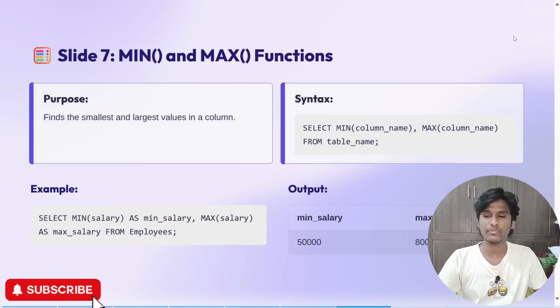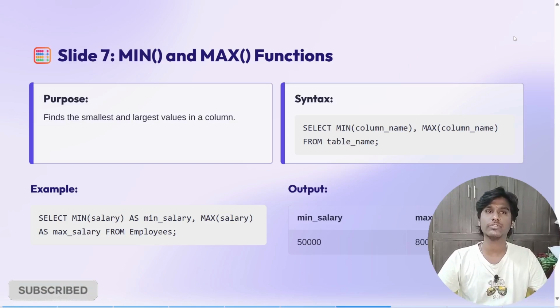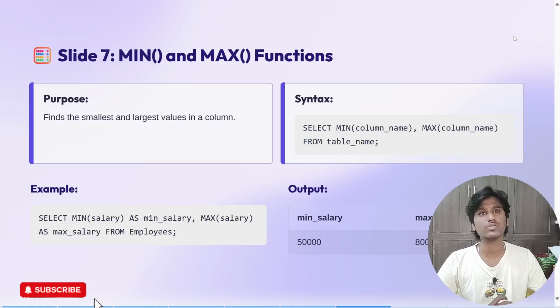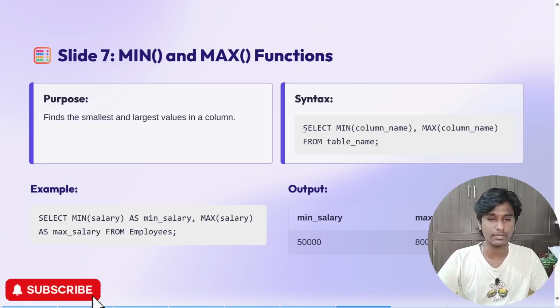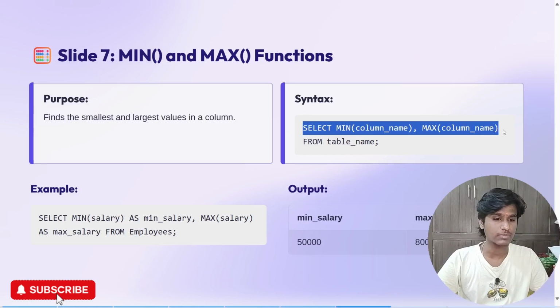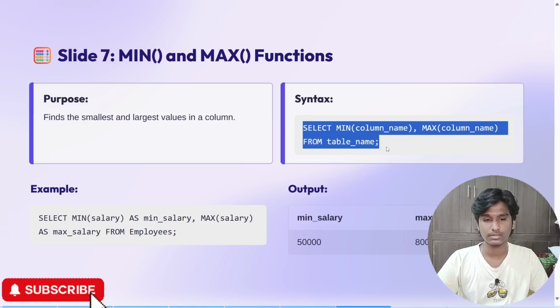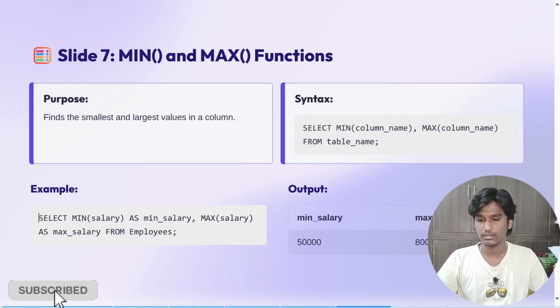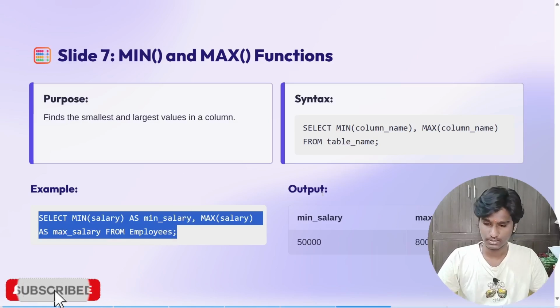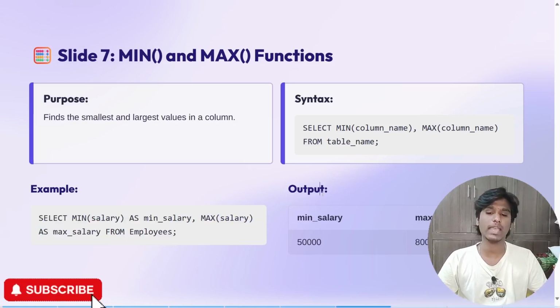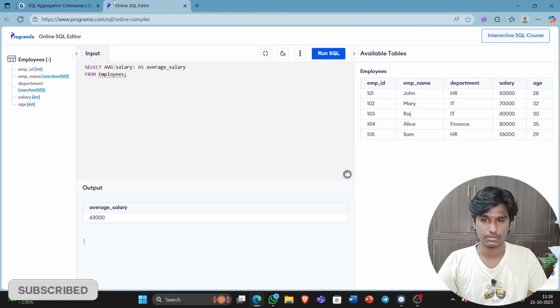So, minimum and maximum functions. Minimum is used to find the smallest value in the column, and the maximum function is used to find the largest value in the column. Let's see the syntax for the minimum and maximum. Select minimum column name, maximum column name from table name. So: select minimum of salary as minimum salary, maximum of salary as maximum salary from employees. Let's get the minimum and maximum salaries of the employees.